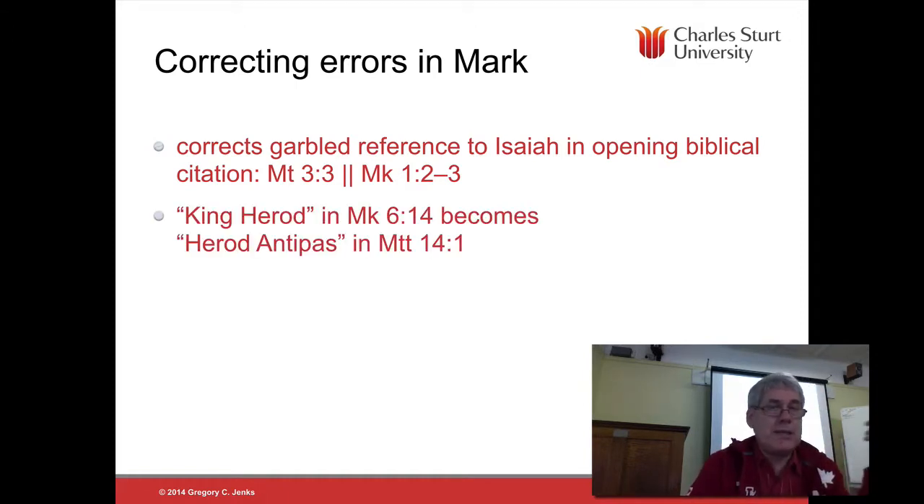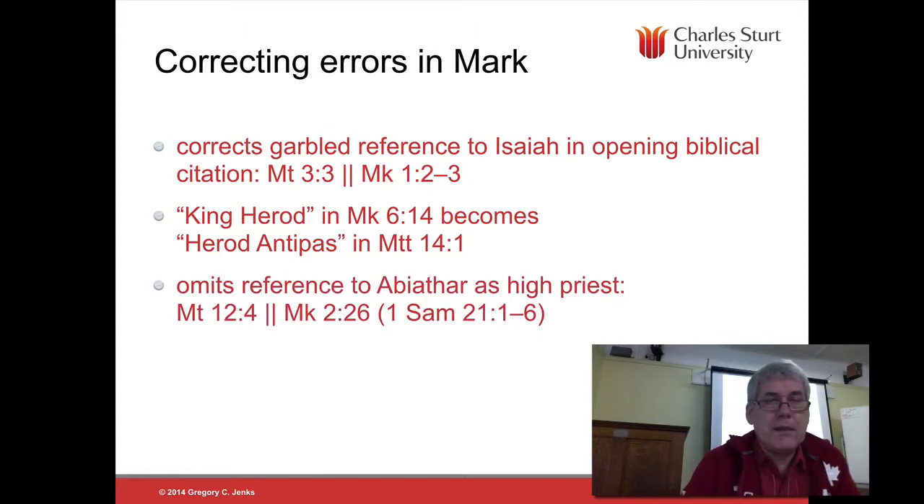In Mark chapter 6, there's a reference to King Herod, which would have made Antipas very happy because he wanted everybody to think of him as King Herod, and clearly Mark has bought that spin, but in fact Matthew correctly says Herod Antipas. He's not King Herod. He wanted the dynastic title Herod, but he didn't receive it until much later when his coins begin to use it.